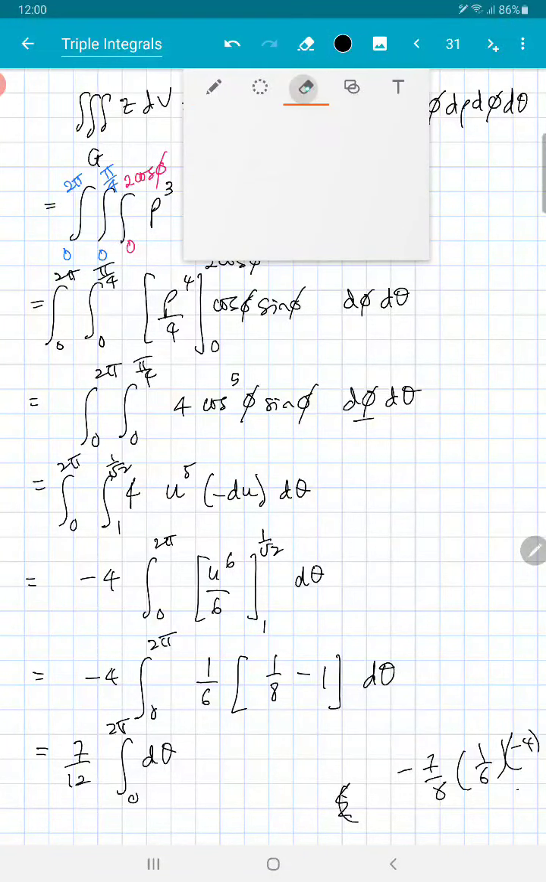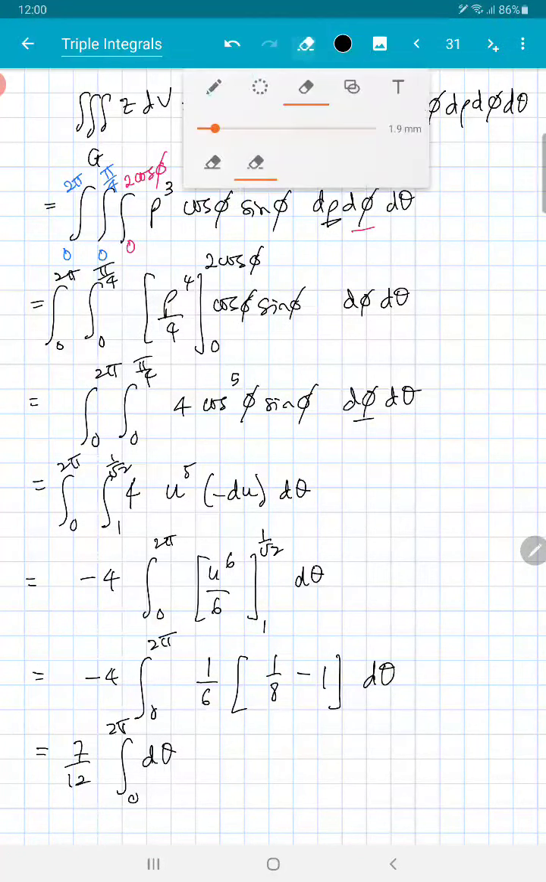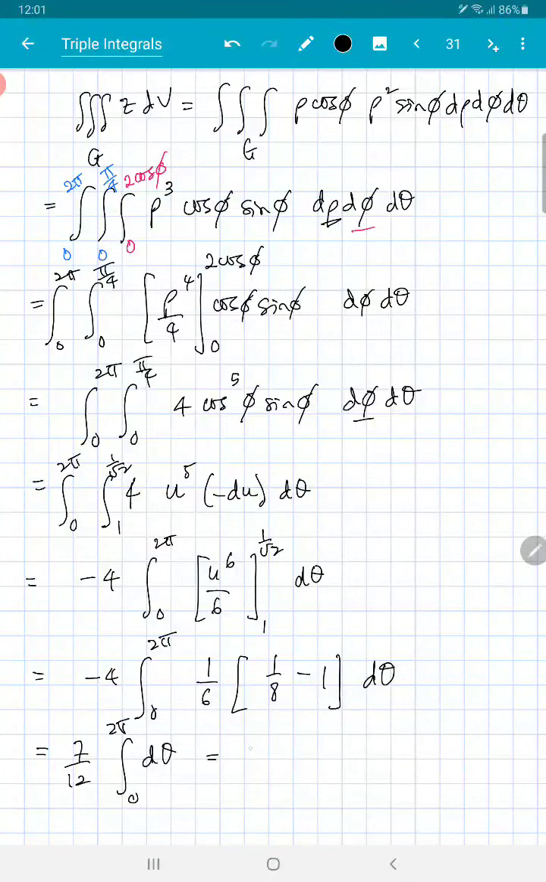Let me erase this. Now integrate d theta. We get theta. Last step there. So we have 7 over 12 theta, 0 to 2 pi. From here we get 7 pi over 6. So that is the answer for question number 20 from tutorial 8.